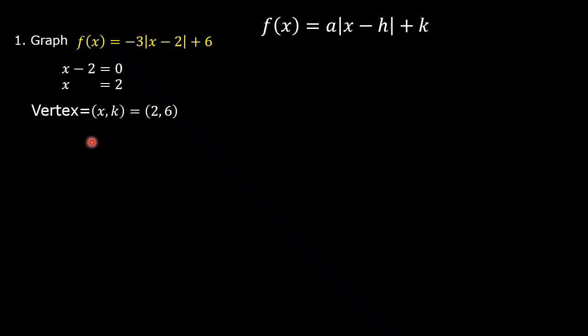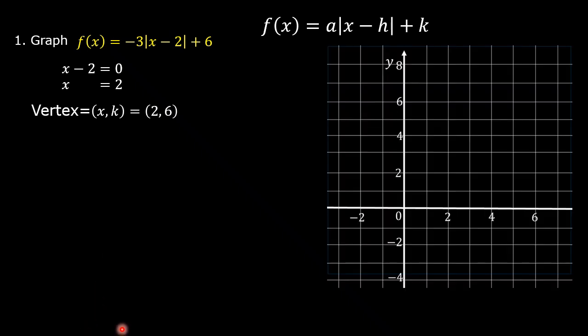The vertex is equal to point h comma k. h is equal to 2 and k is equal to 6. So the vertex is point 2 comma 6. Let us plot this point on the coordinate plane. This is point 2 comma 6. This will be the vertex of the graph.